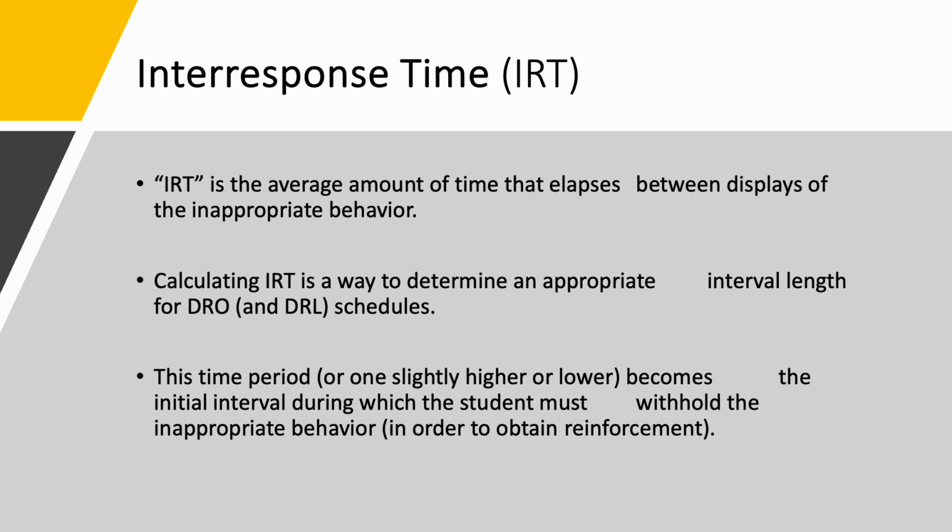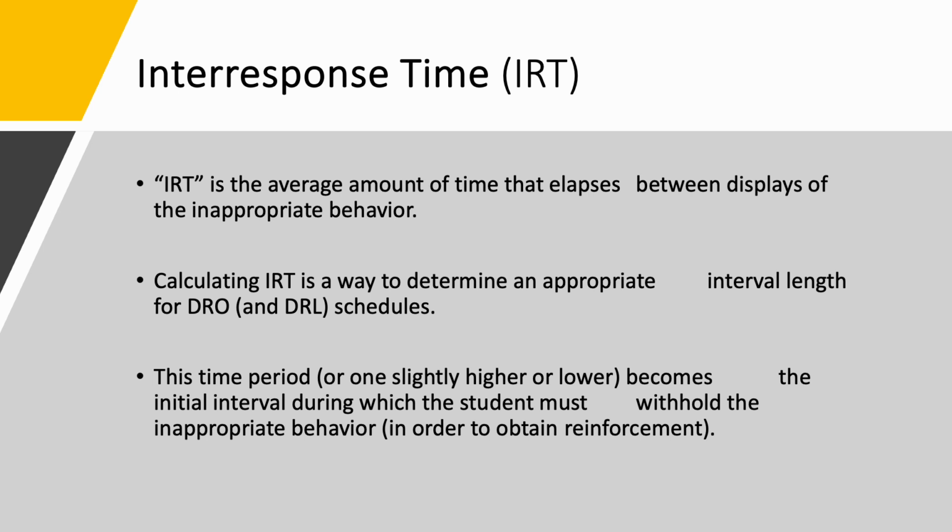But you are going to use this average of time that elapses between the different inappropriate behaviors, and that's what's going to guide the length of time of each interval. You basically want the interval time to be slightly lower than your inter-response time. So let's say that you have a client that engages in a maladaptive behavior on average every 5 minutes. That would be the inter-response time. The inter-response time would be 5 minutes. So, one response occurs, then 5 minutes pass between the next response.